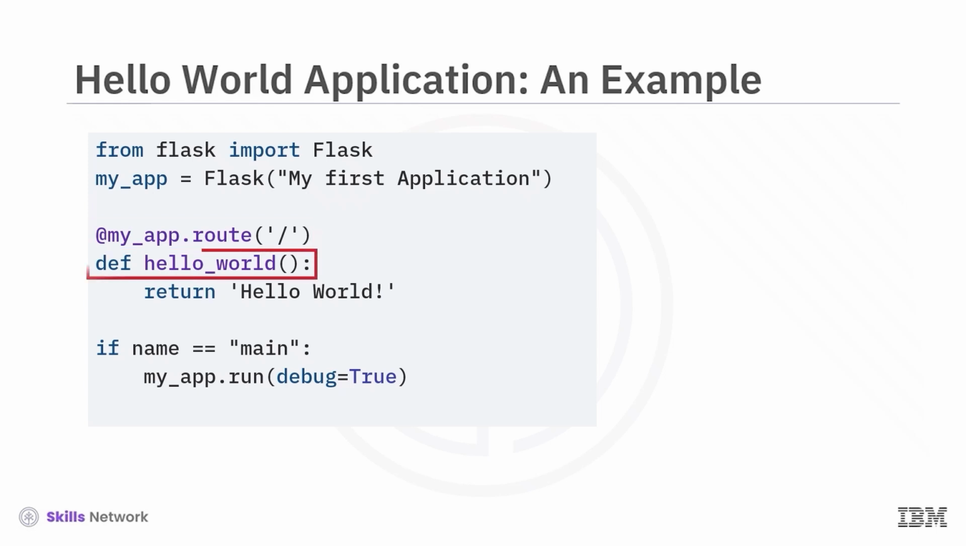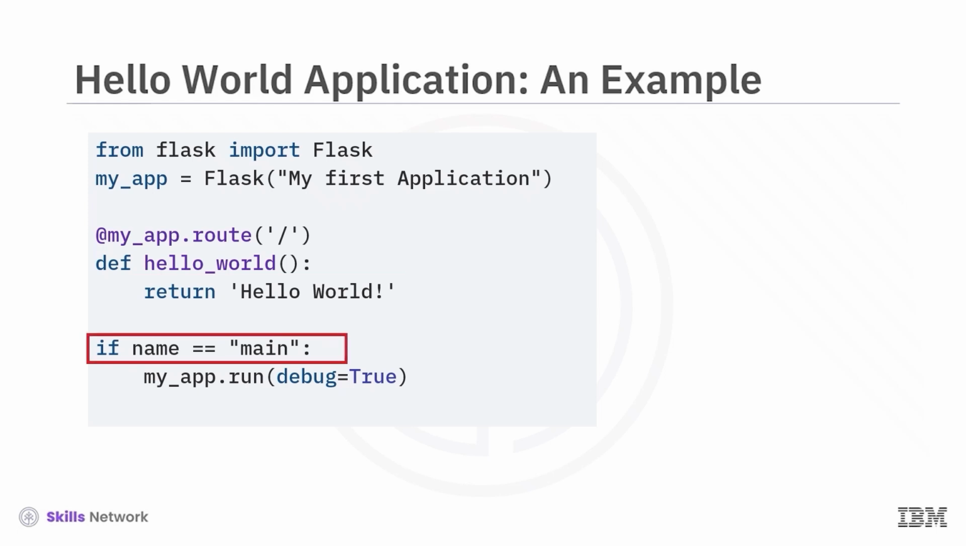Step 5. Hello is the method, written as def hello open round bracket close round bracket colon. The Hello World method will be invoked when the system accesses the API endpoint that was defined in the previous step. It takes no parameters and returns the string Hello World. In the code, this is written as return single quote Hello World exclamation sign quote.